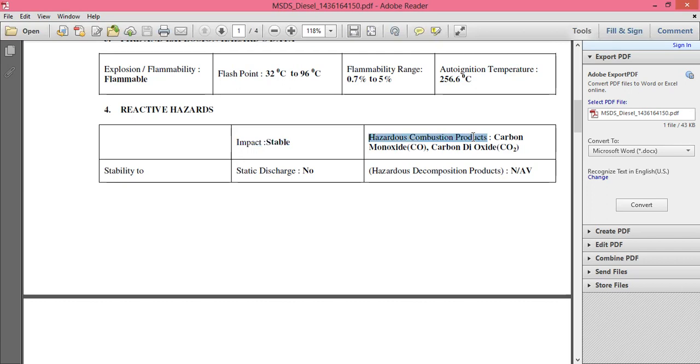Hazardous combustion products, that means if that cargo is burned, you're going to get carbon monoxide, carbon dioxide. Both these gases are very dangerous to humans, in fact all organisms. Asphyxiation can happen because of carbon monoxide. Now here we have to understand the properties of these particular gases. For example, if you look at carbon monoxide, it is an odorless, colorless gas.